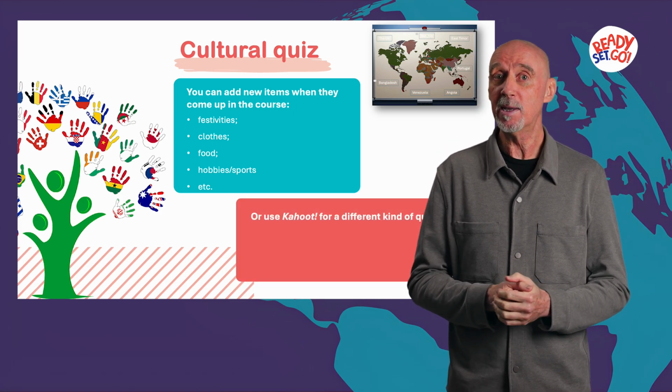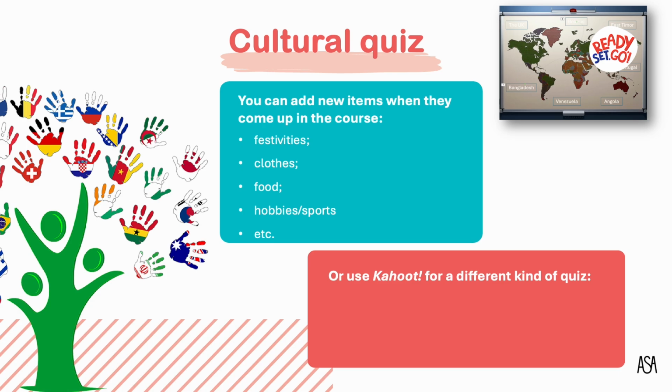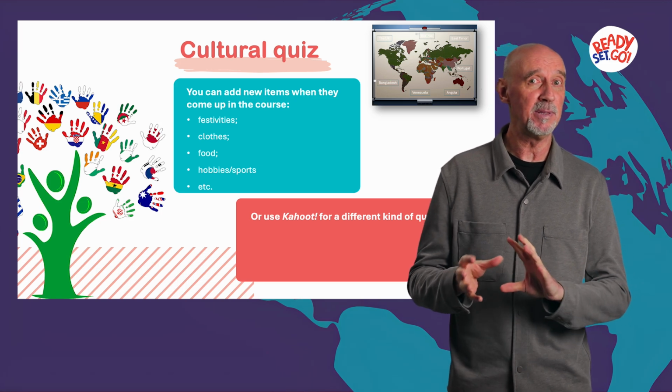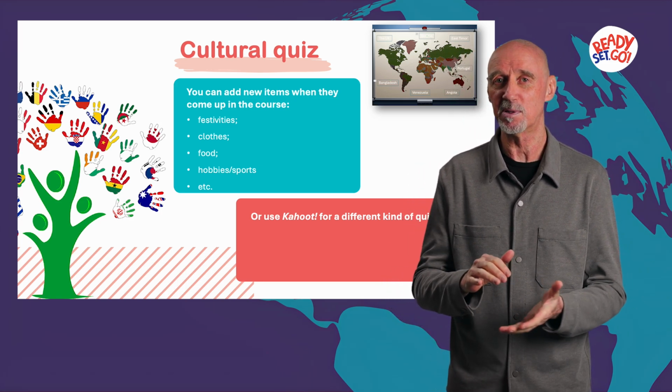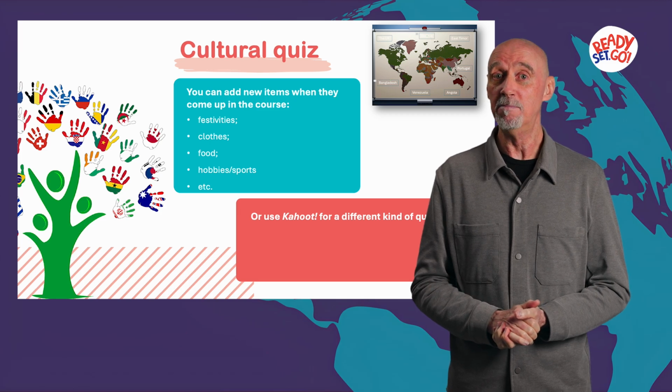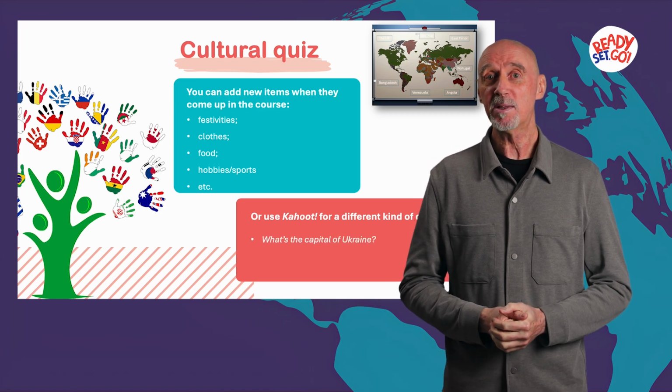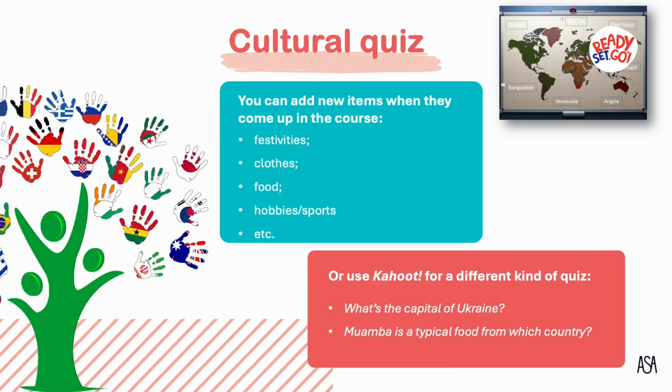You can, of course, make a different kind of quiz with Kahoot. As we all know, this is quick, simple and engaging for students, though there may be some constraints on the use of mobile phones in classes in some schools, of course. Questions can be like these ones. What's the capital of Ukraine? Mwamba is a typical food from which country? With multiple choice answers for the students to choose.